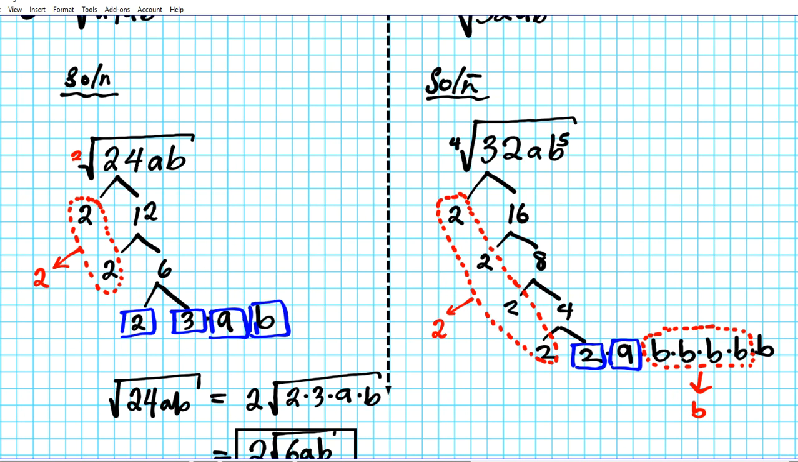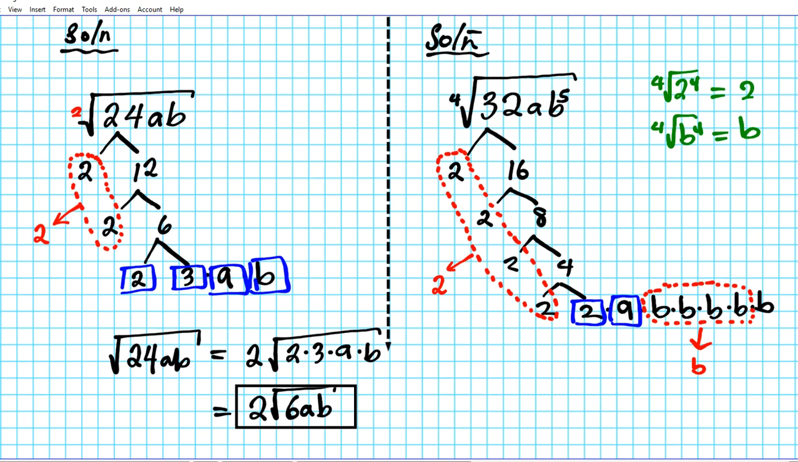Let me just show you the work on the side here. If you take the fourth root of 2 to the 4, that's just 2, and then the fourth root of b to the fourth, that's just b. Okay? Now, our final answer is as follows. The fourth root of 32ab to the fifth is, now 2 and b come out, so we have 2b times the fourth root of, 2 and a remain behind, 2a.